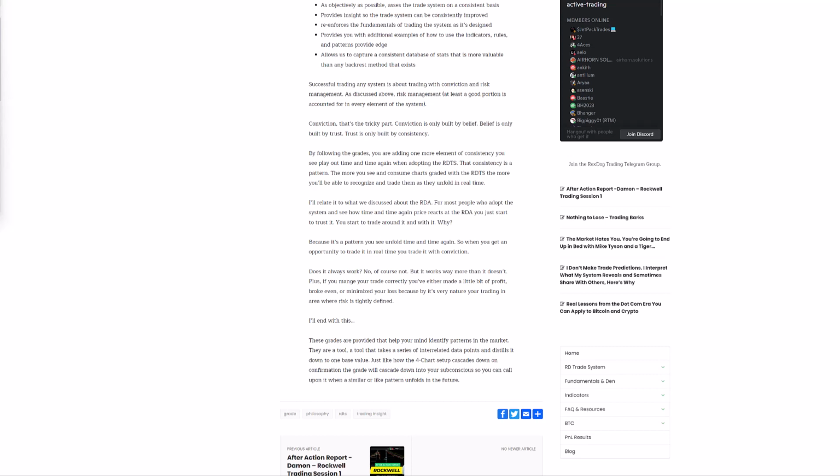The more you see and consume charts graded with the RDTS, the more you'll be able to recognize and trade them as you see them unfold in real time. I'll relate this to what we discussed about the RDA. For most people who adopt the system and see how time and time again price reacts at the RDA, you just start to trust it. You start to trade around it and with it. Why? Because it's a pattern you see unfold time and time again. So when you get an opportunity to trade it in real time, you trade it with conviction.